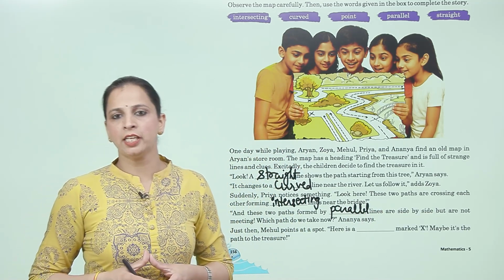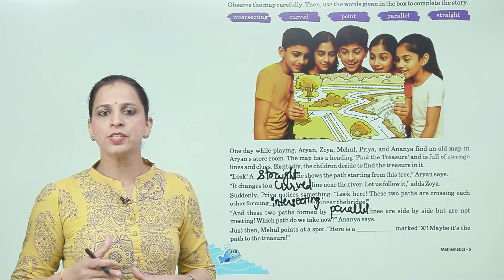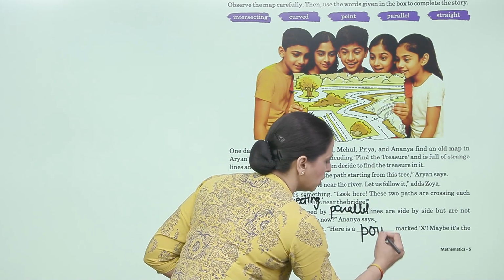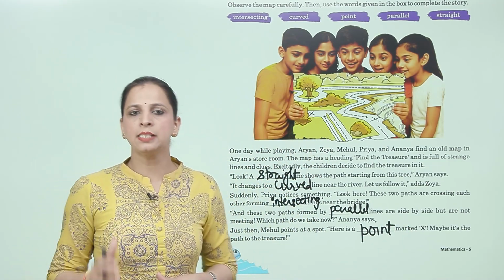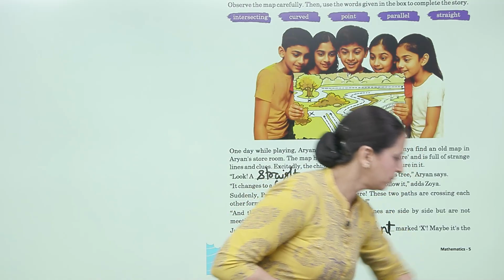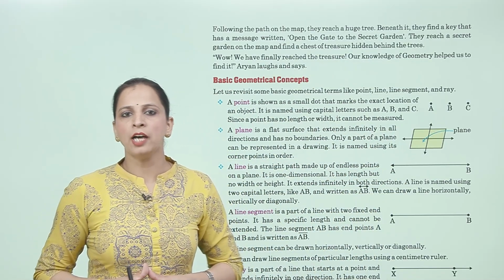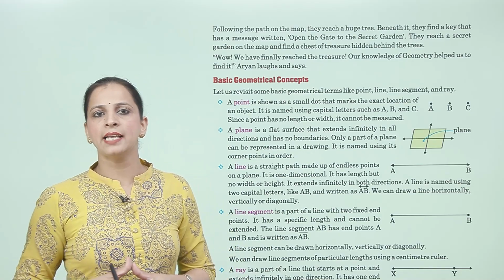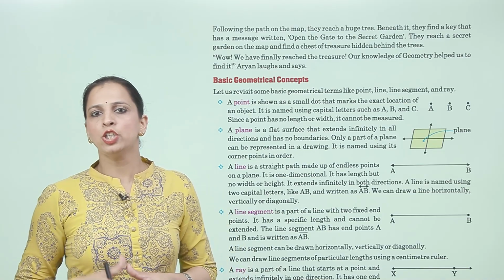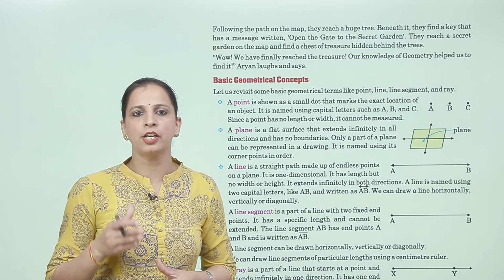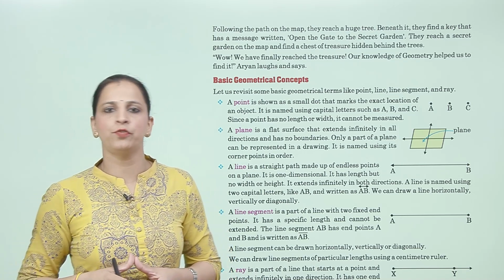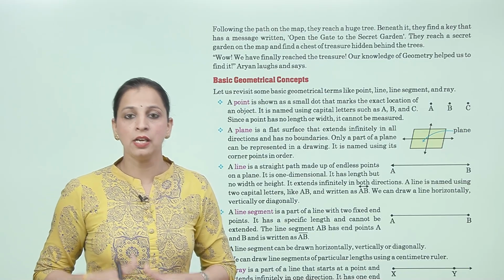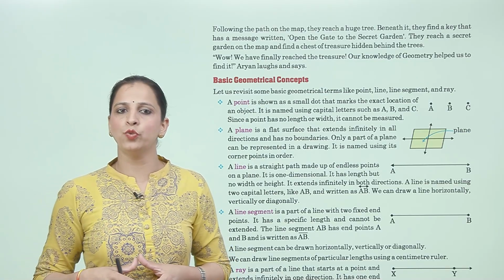Which path do we take now? Anaya says. Just then, Mehul points at a spot. Here is a point marked X. Maybe it's the path to the treasure. Following the path on the map, they reach a huge tree. Beneath it, they find a key that has a message written. Open the gate to the secret garden. They reach a secret garden on the map and find a chest of treasure hidden behind the tree. Wow, we have finally reached the treasure. Our knowledge of geometry helped us to find it.